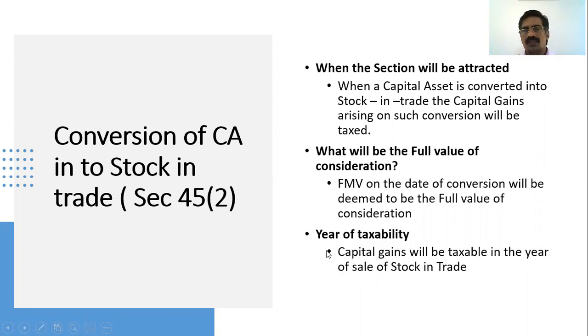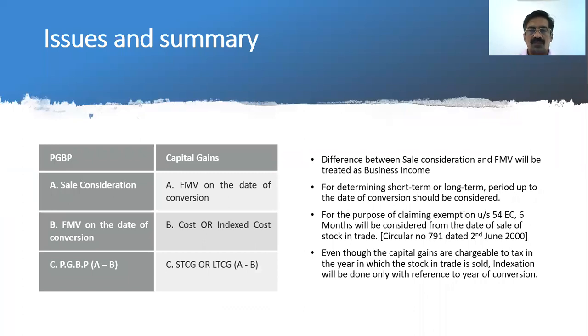That means both capital gains and business income will be taxable only in the same year. So just to summarize and also take up the issues: the final sale value minus fair market value will be the profits and gains from business or profession. The fair market value minus cost or indexed cost will be taken as short-term or long-term capital gains.